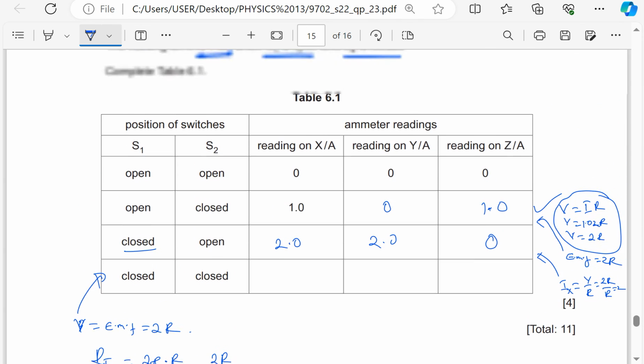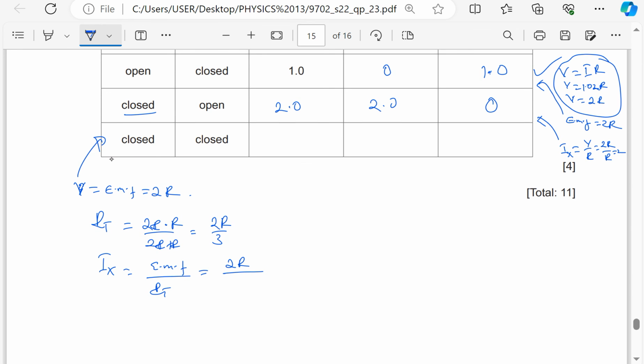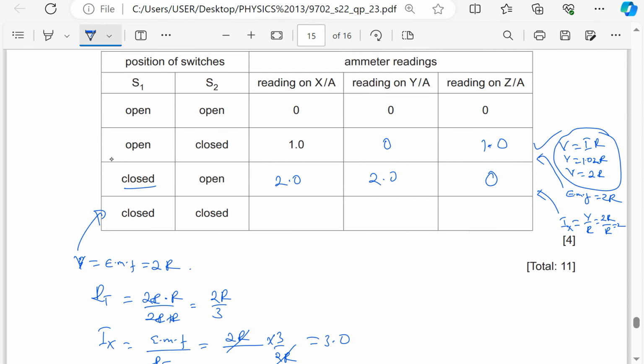So if I want the total current, which is I in X, it is going to be the EMF divided by the total resistance. The EMF is equal to 2R divided by the total resistance, so I will say times 3 over 2R, because when I'm dividing I get the reciprocal. So this gives me 3.0. So I in X is going to be 3.0 amperes.